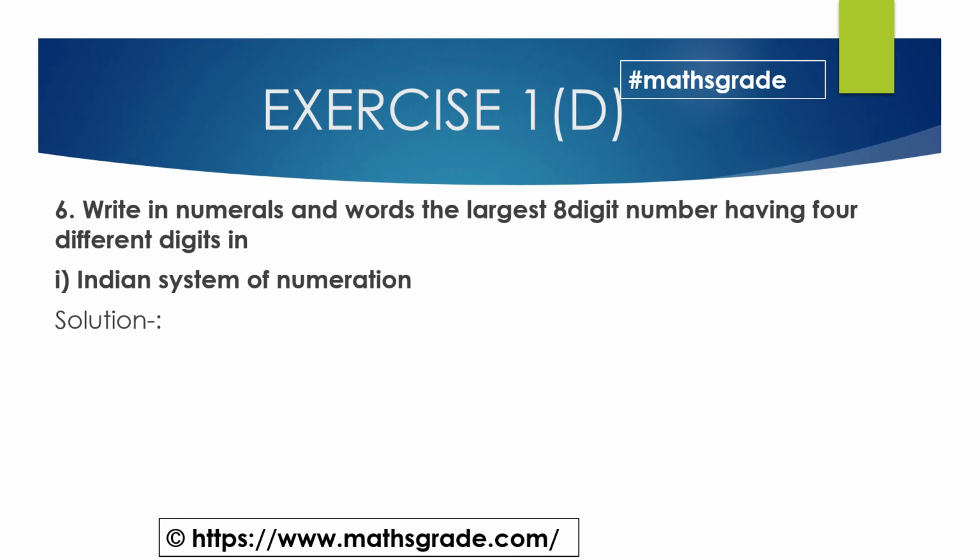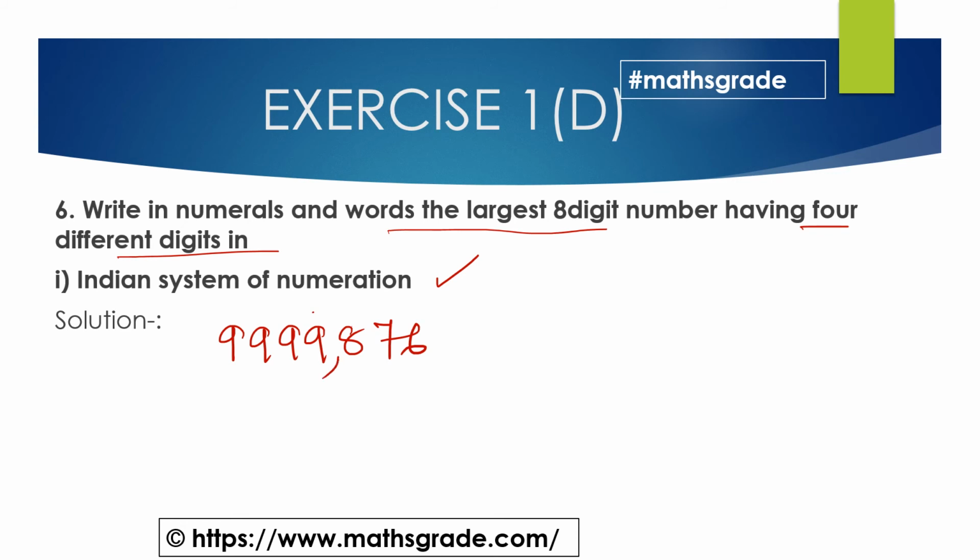Now we solve question number 6. Question number 6 is: write in numerals and words the largest 8-digit number having 4 different digits in Indian system of numeration. The largest 8-digit number will have 4 different digits. So this is 9, 8, 7, 6. 9 is 1 digit, and 8, 7, 6. These are the 4 different digits.